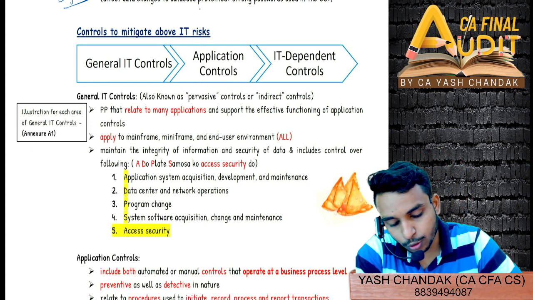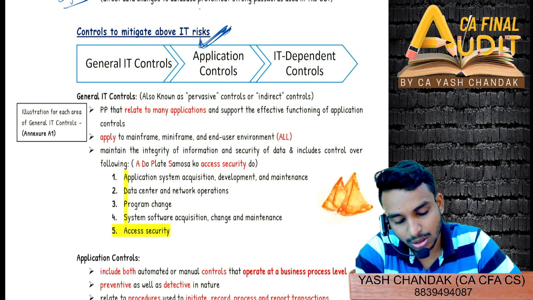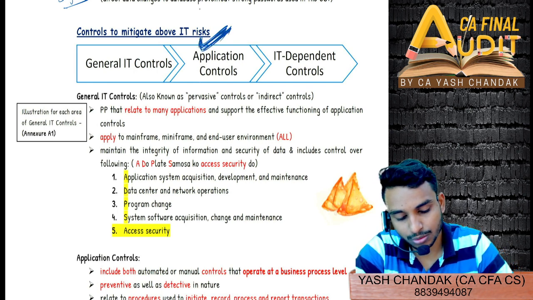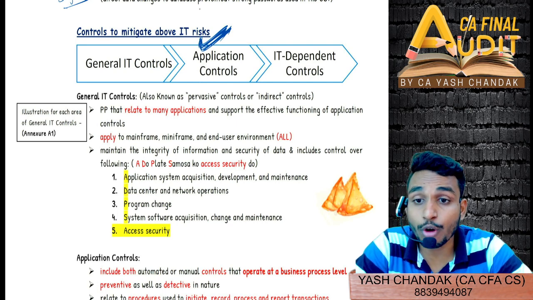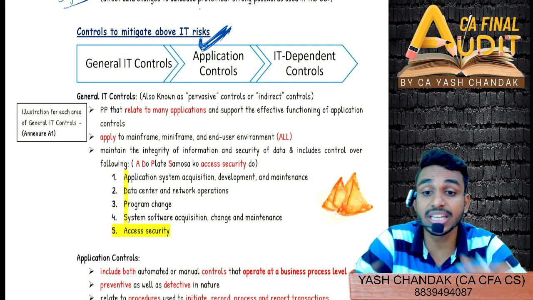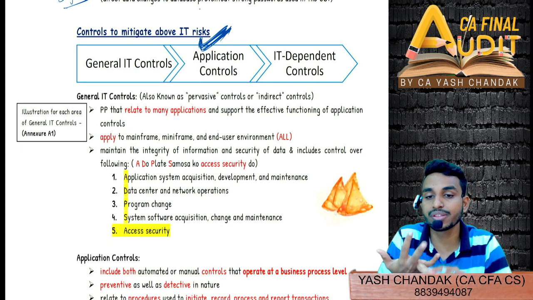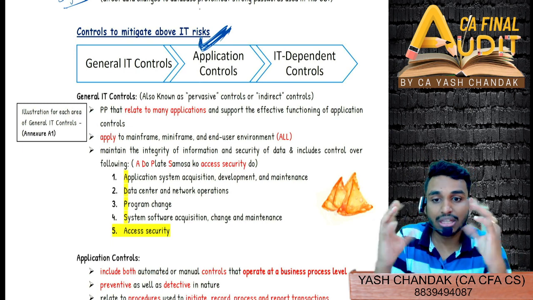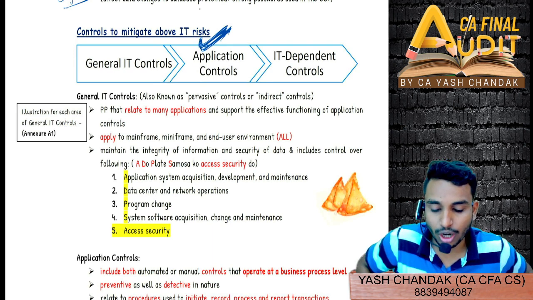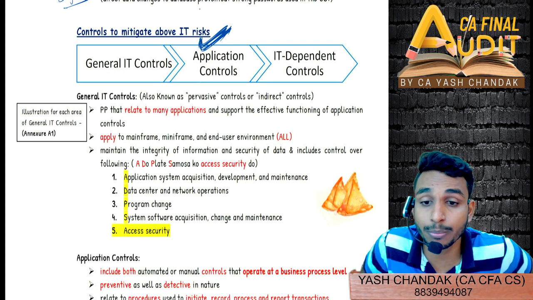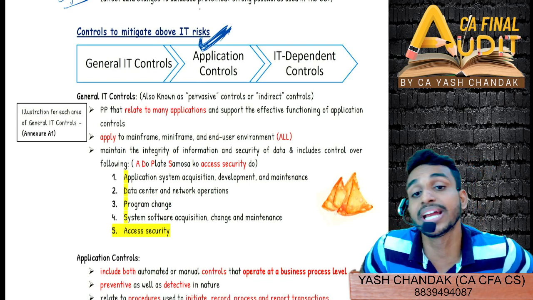Now come to controls to mitigate the above IT risk. So just now we saw 3 risks in 3 areas. One is entity wide, then process wide, and then layers wide. Now all this risk, when we assess in an automated environment, thereafter we'll see what all controls can be implemented to mitigate the above IT risk.